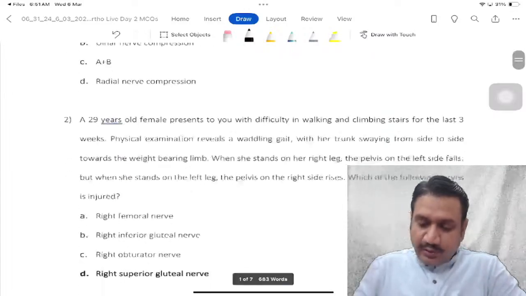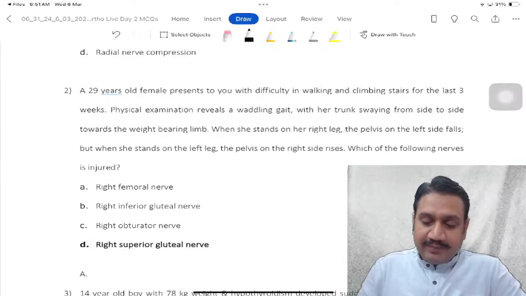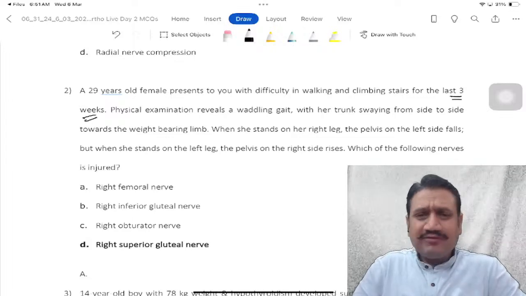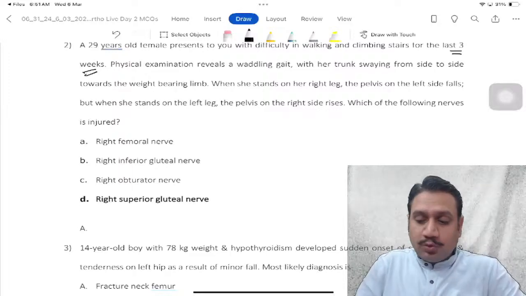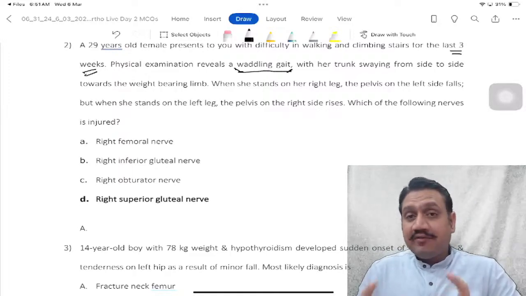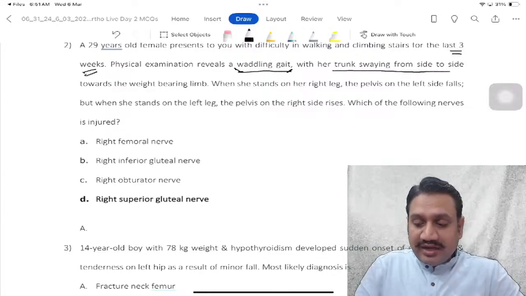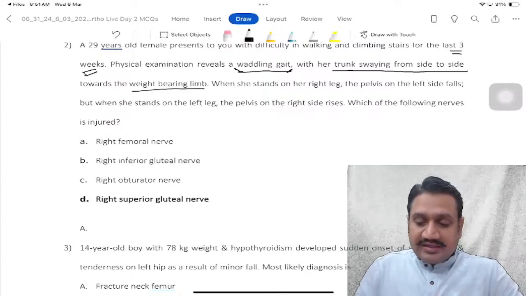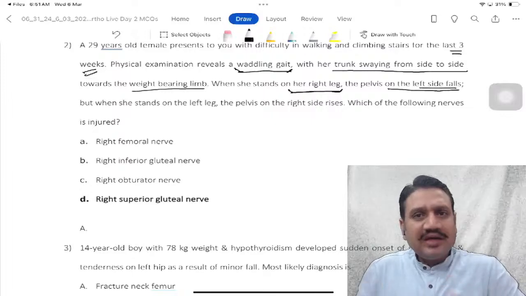All right. The second one is a little bigger question, but a very, very conceptual question. A 29-year-old female presents to you with difficulty in walking and climbing stairs for the last 3 weeks. So not a very old thing, a kind of acute involvement. Physical examination reveals a waddling gait, right? Waddling means the pelvis is unstable. The pelvis is getting up and down all the time with her trunk swaying from side to side towards the weight bearing limb. When the lady is standing on the right leg, the pelvis on the left side falls. What are we actually talking about?